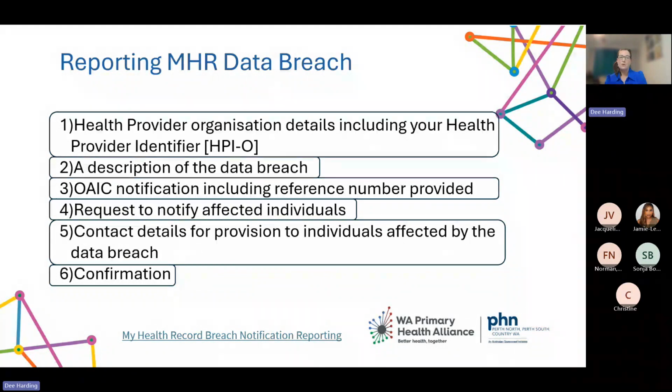You will have had to coordinate a call with the OAIC ahead of time before you actually report this, because it's going to give you a reference number, and when you report it, it's going to ask you to provide that reference number. Then there's a request to notify affected individuals, which is a request to the Australian Digital Health Agency, and they will do that. You also provide contact details for provision to individuals affected by the data breach. So you need to provide that information. And then there is a confirmation, like a submit page. So it's going to ask you to enter all those details on that particular web page.